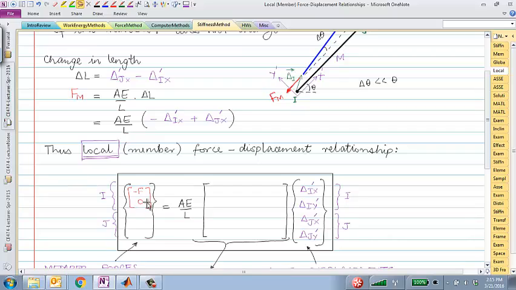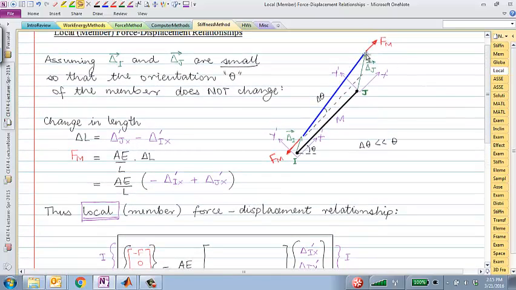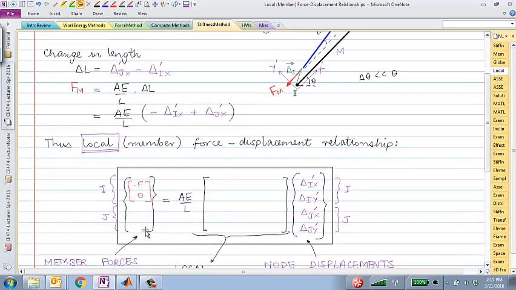Okay. The force components at J, what would those be? Fm and 0, right? I'm missing an M there, so Fm and 0. So the force components at node I and node J have x prime and y prime components, and I want to relate those force components with these degrees of freedom. What are these degrees of freedom?